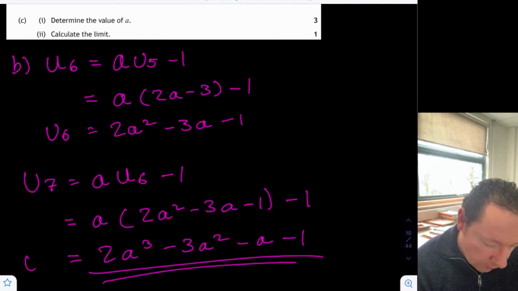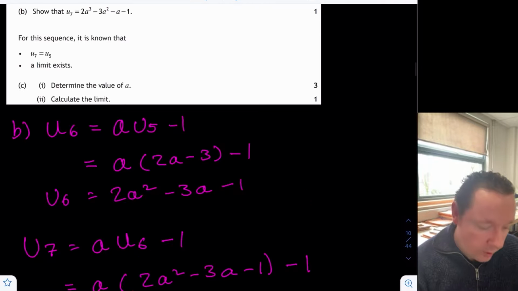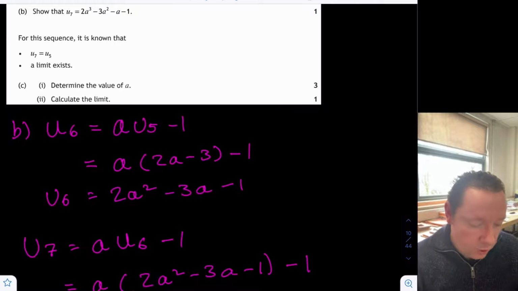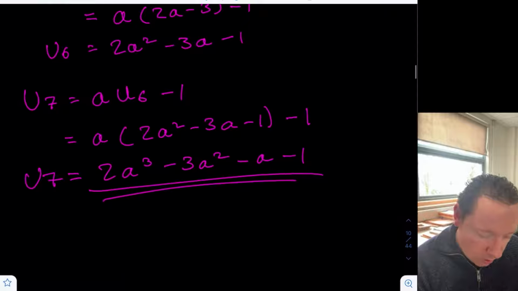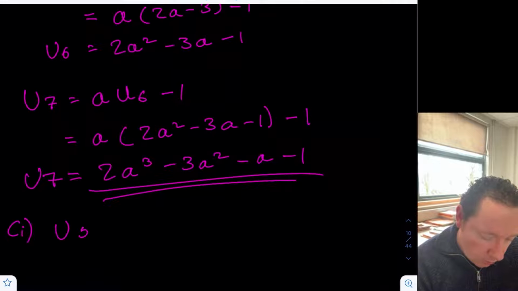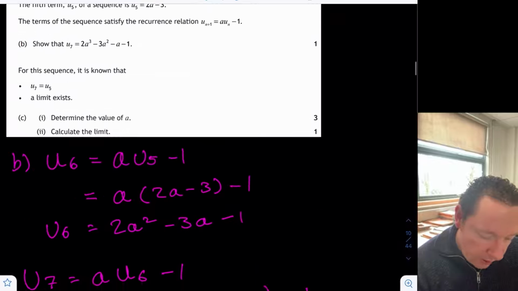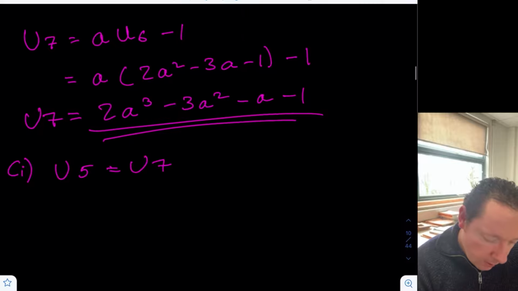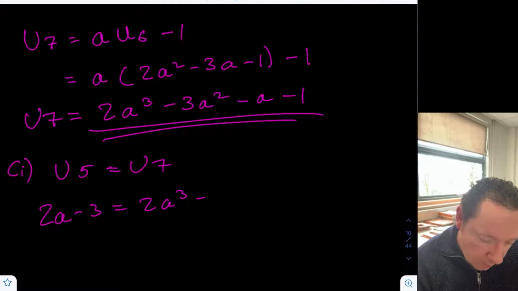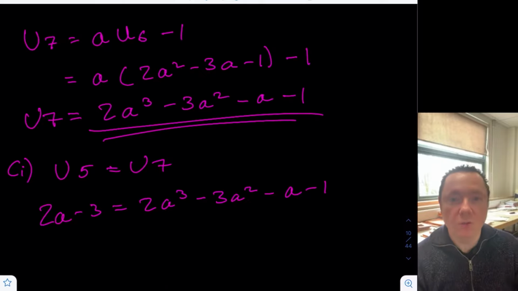And there's our u7. Okay, going on to part C of this question. For this sequence, it is known that u7 equals u5 and a limit exists. Determine the value of a. So let's do part one first. u5 equals u7. So I can just write u5 again, which was 2a minus 3. So we know that 2a minus 3 on the left equals 2a cubed minus 3a squared minus a minus 1. And we need to solve this equation.